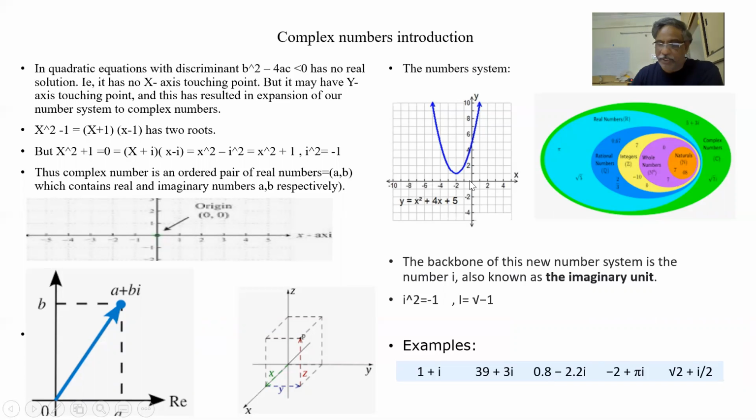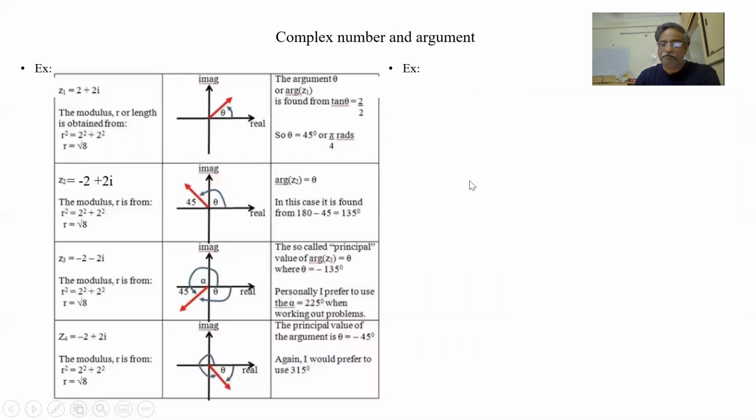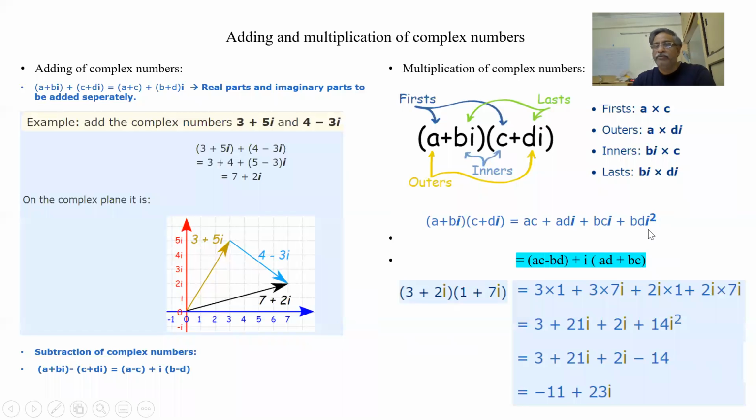This concept we have to understand. The same thing is applied here. When i square appears, it is going to the minus axis. So ac minus bd plus i into ad plus bc. This is how we multiply. You see here, 3 ones are 3, 3 sevens are 21i, 2 ones are 2i, 2 sevens are 14 i square. So this will become minus. So minus 11 plus 23i is the answer.